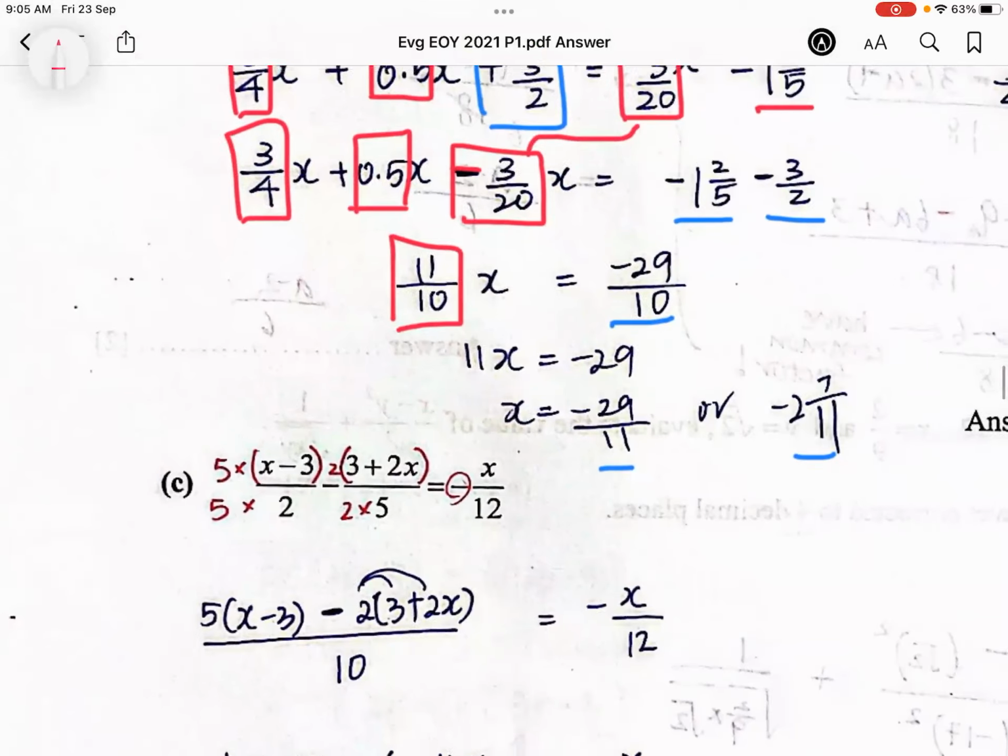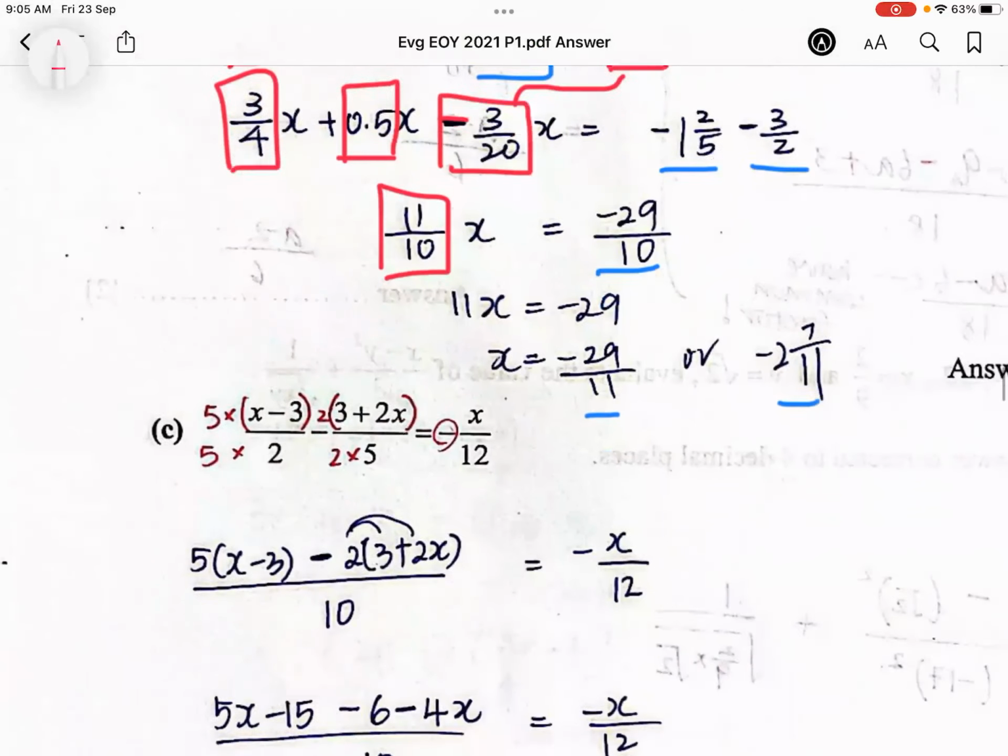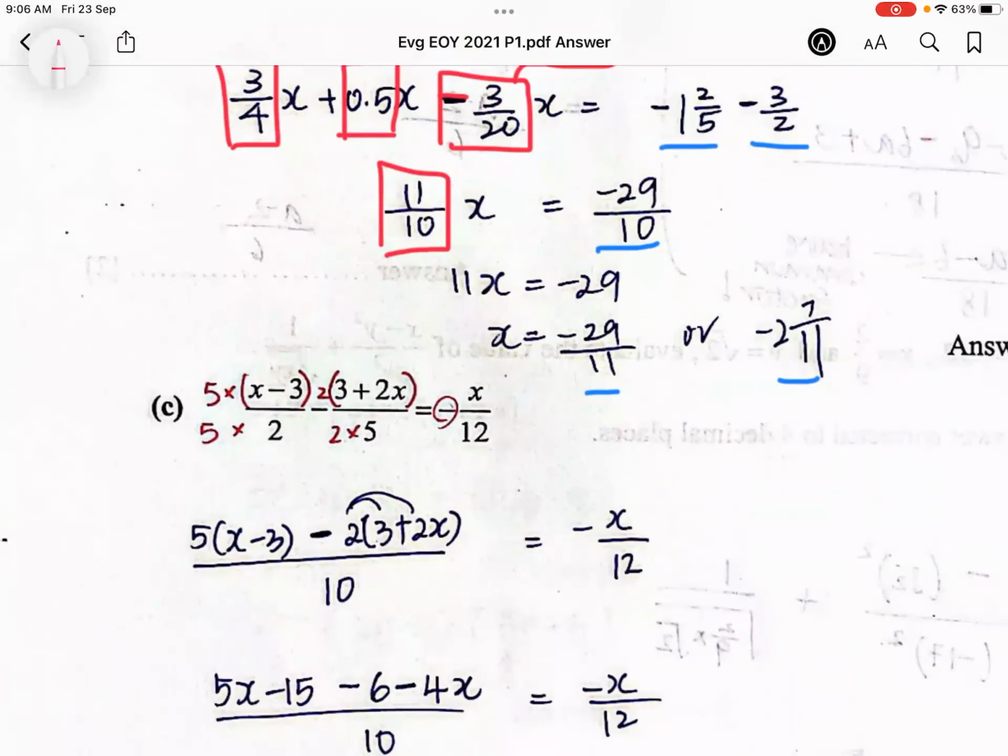Next question. This one, same thing. You notice, there are a lot of skills that overlap. So what you need to do is first make this part one single fraction. After that, we cross multiply.